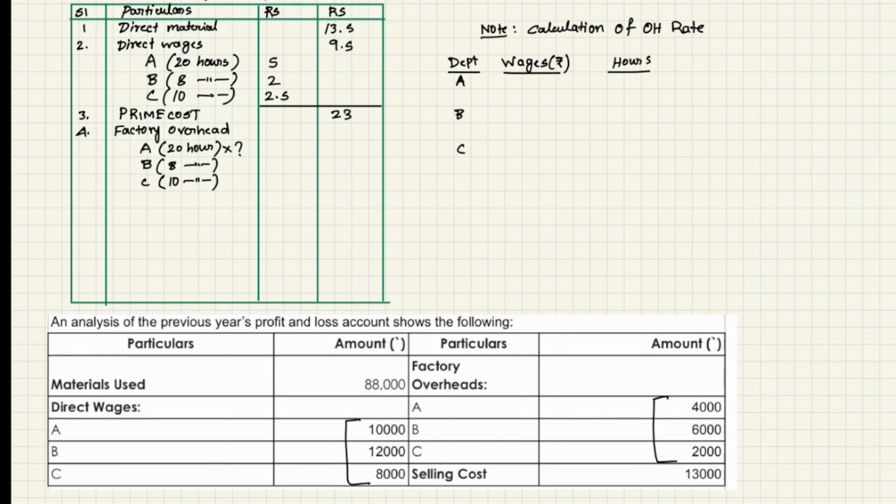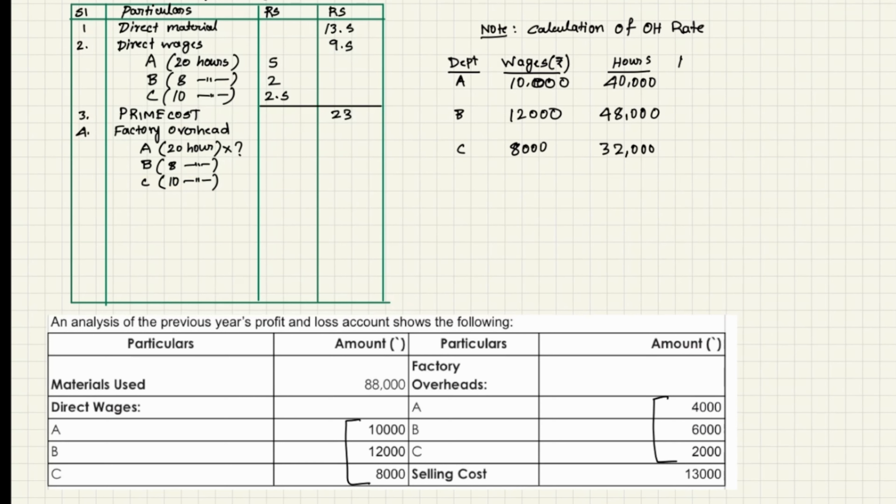So department ABC, wages is given as 10,000 rupees, 12,000 rupees and 8,000 rupees. This I will record here. In the data, it is given as 25 paise per hour. That means in 1 hour, I will get 4 rupees. Similarly, if it is 10,000 rupees, then I should have worked 40,000 hours. And B will work out to be 48,000 hours. And C will be 32,000 hours.